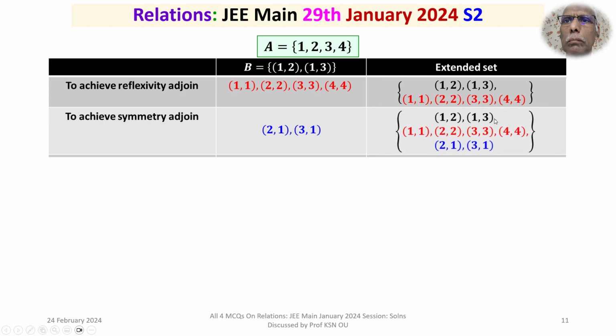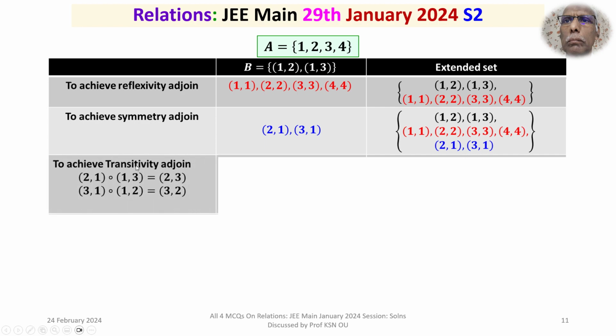Now the new extended set is the old one, and the new ones are in blue. Now we ask the question: is the transitivity achieved? No. Now suppose you take (2, 1) and we have (1, 3). (2, 1) composed with (1, 3) will give (2, 3). (2, 3) is not in this set, so it's a new element.